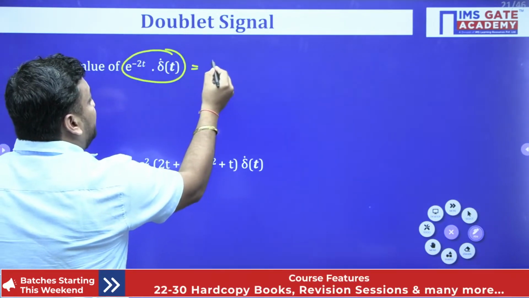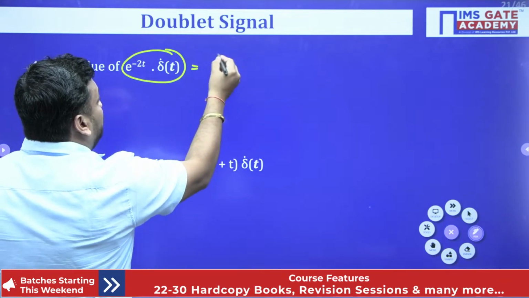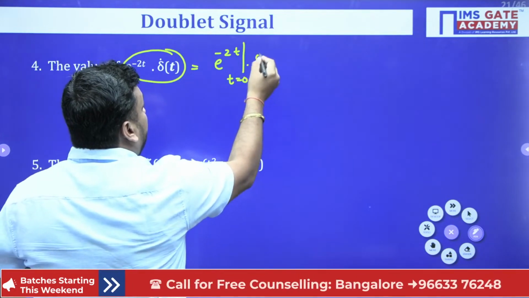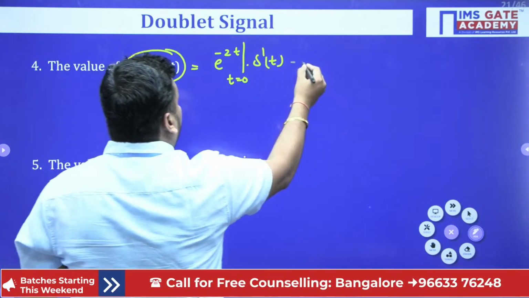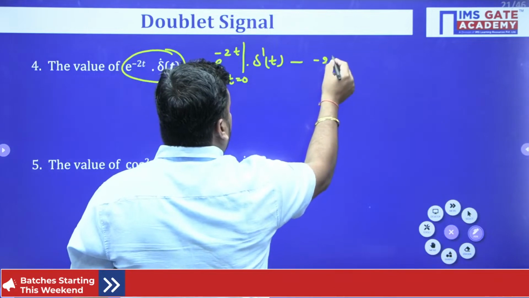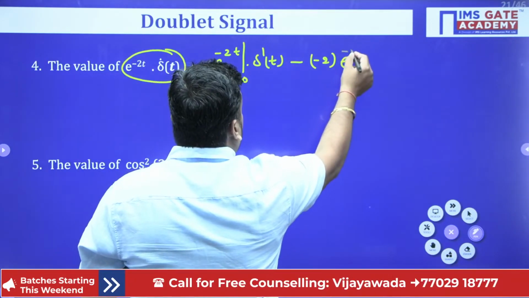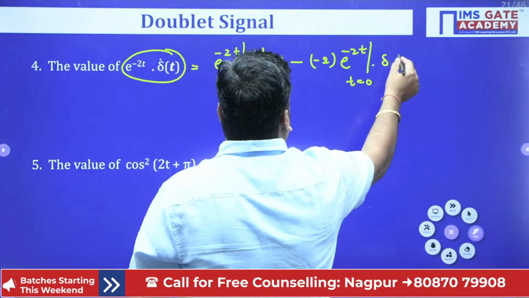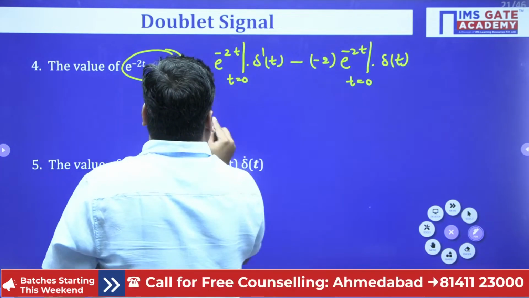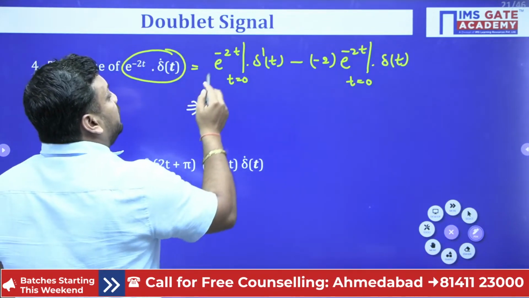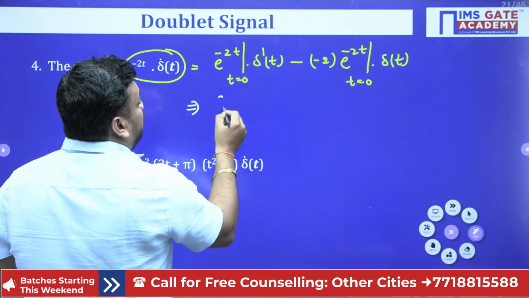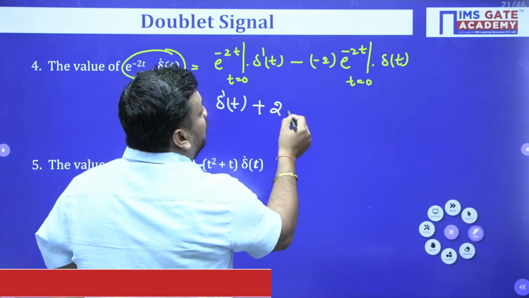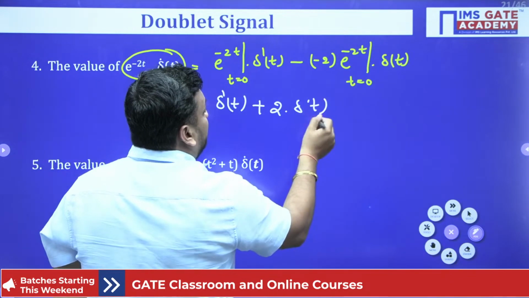The property says that f(t), that is e to the power minus 2t, is working as an f(t). So f(0), at t equal to 0, is multiplied with del dash t, minus the differentiation of this. When you differentiate, you will get minus 2 outside, e to the power minus 2t, and here you put t equal to 0 and dot del t only. So what will you get ultimately, guys? Ultimately e to the power 0, which is nothing but 1. So the answer is del dash t plus 2 del t, since e to the power 0 is 1 only. So this will become the answer.